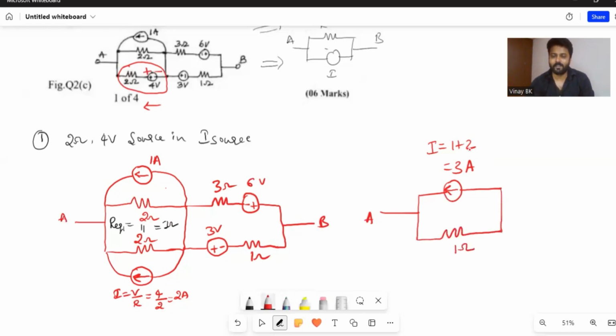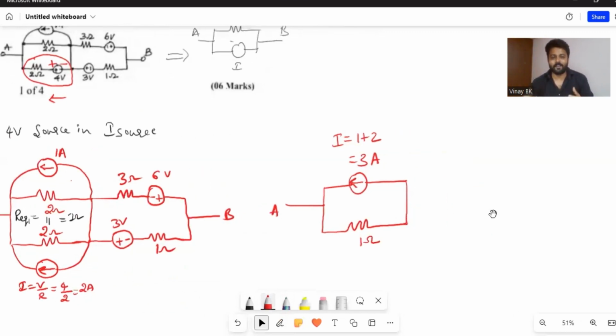1 ohm. So now I will convert those two voltage sources into current source directly. You can see here 3 ohm will come here and you'll get one current source here. Similarly, 1 ohm will come here and there is one current source here.